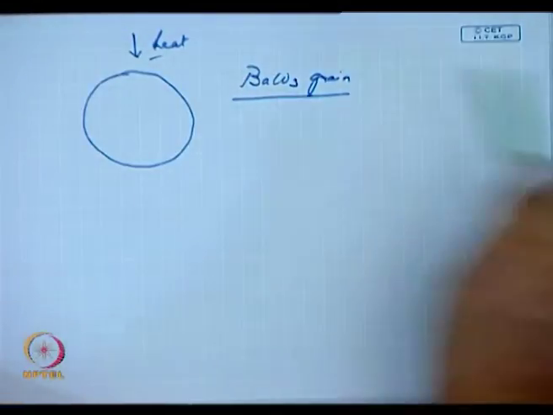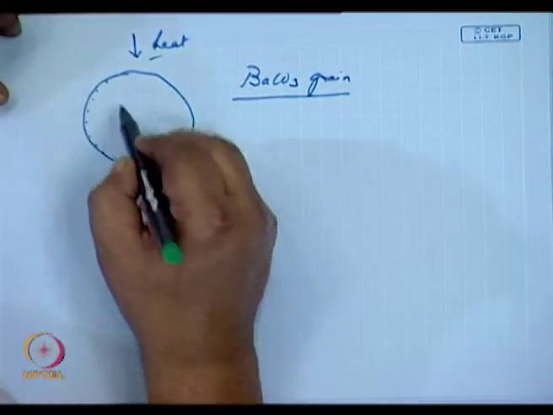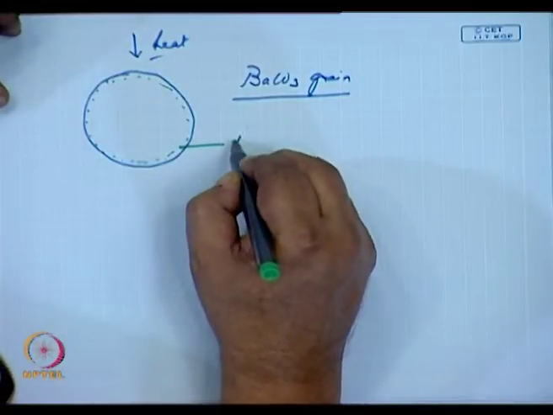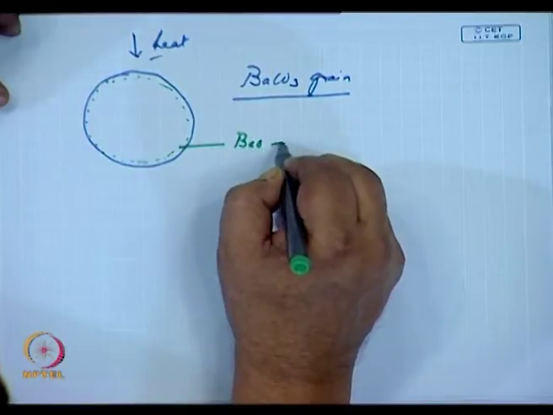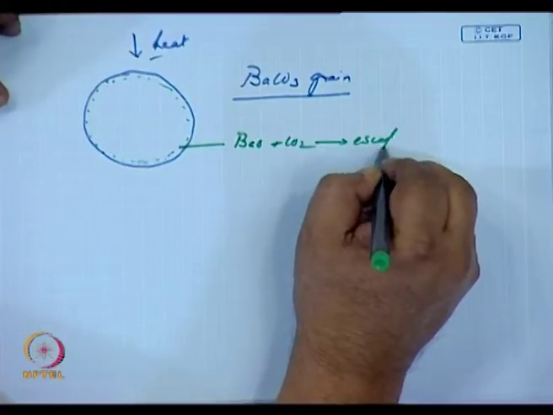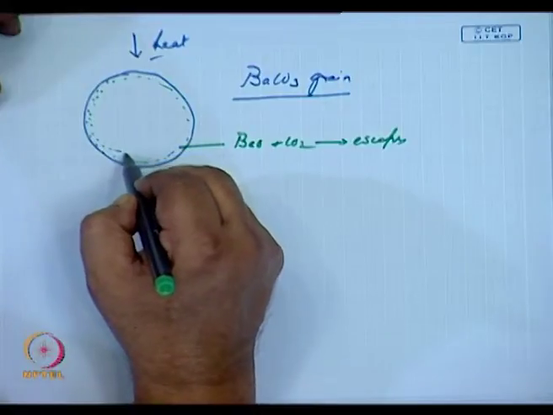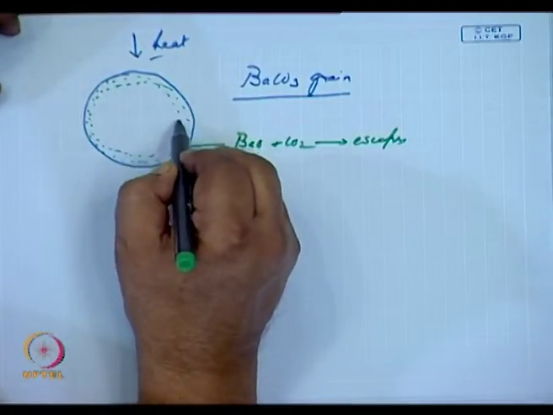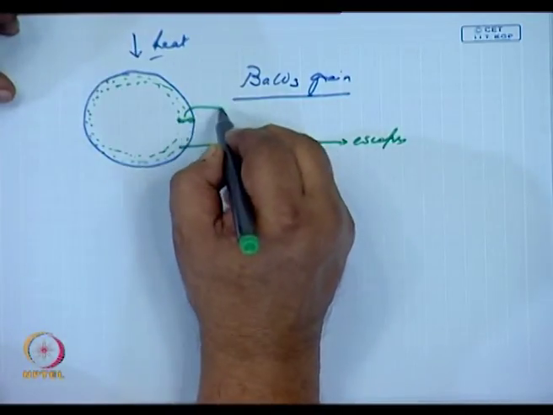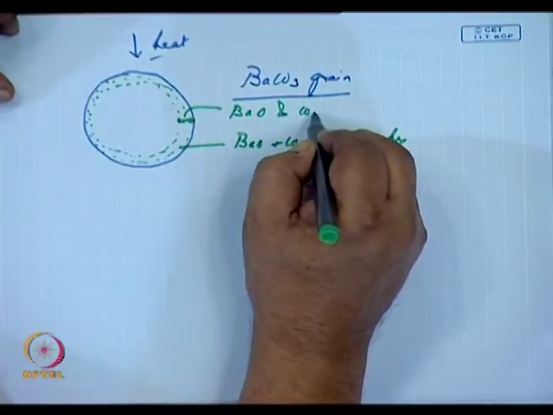What happens is that the barium carbonate at the surface layer decomposes. Over here we get BaO plus CO2. The CO2 escapes. Now this goes on very conveniently up to a few monolayers. So what we have is a few micrometer thick area where we have got BaO and the CO2 has escaped.